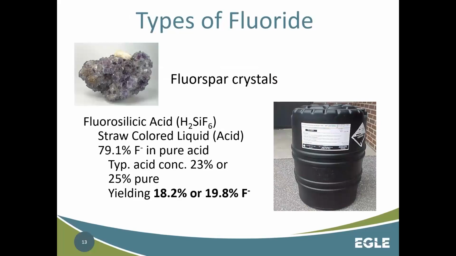Okay, so what are the types of fluoride? Fluorine in its natural form will always try to form a compound with other elements, primarily calcium, which create these fluorspar crystals shown above. And when it's at your water treatment facility, it's typically in the form of a liquid in a huge tank. So that's hydrofluorosilicic acid. This liquid is straw colored, and it has a typical yield of 18.2 to 19.8% pure fluorine ion.